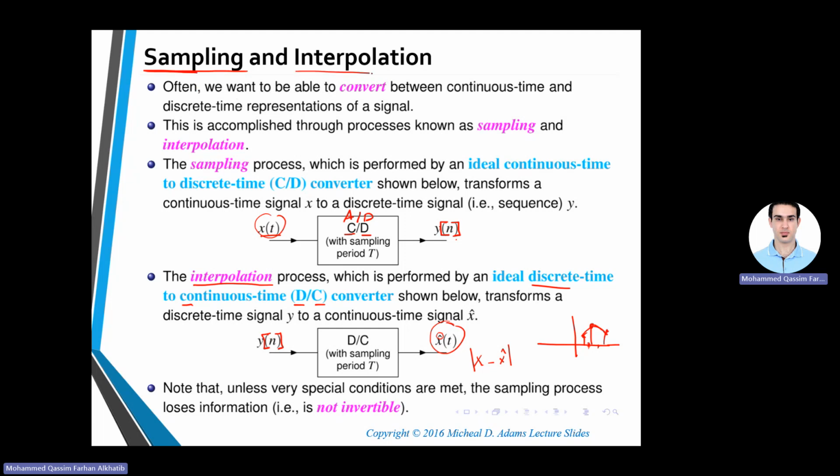Interpolation is the opposite of sampling. In sampling, I have continuous and I want to take samples in time. In interpolation, I have discrete time and I want to fill the gaps between those values. So this is just the terminology of interpolation and sampling.